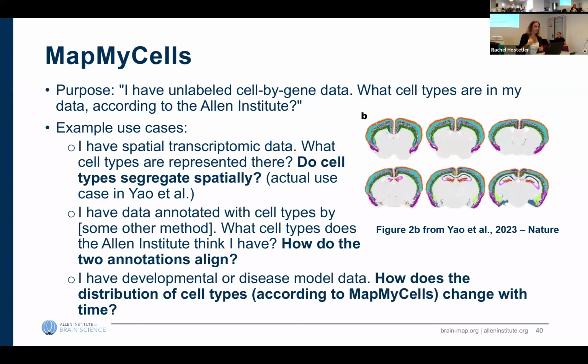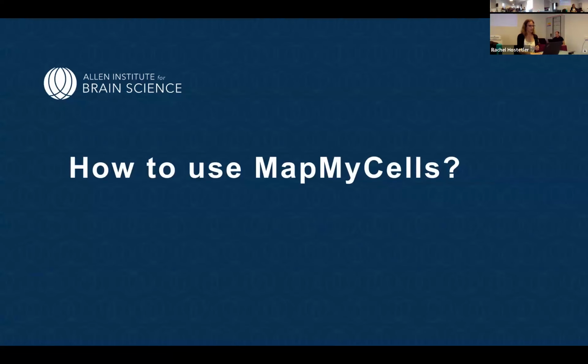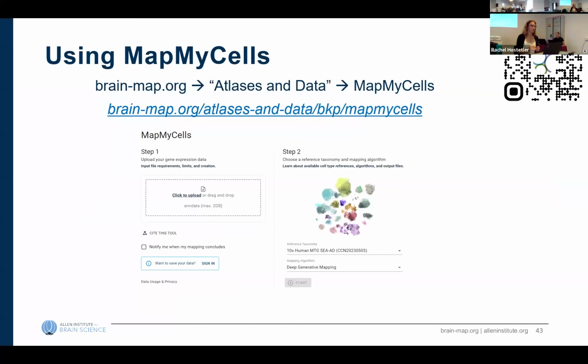Map My Cells was actually used during the creation of this whole mouse brain atlas to map that single cell and spatial data together. So again, we have those three taxonomies that I just mentioned that are featured in Map My Cells. And how do you use it? So this is also browser-based. You don't need to download anything for this. You just go to brain-map.org, click on Atlas and Data, click on Map My Cells. This was designed to be very user-friendly, so you just need to drag and drop your file into this little box here.